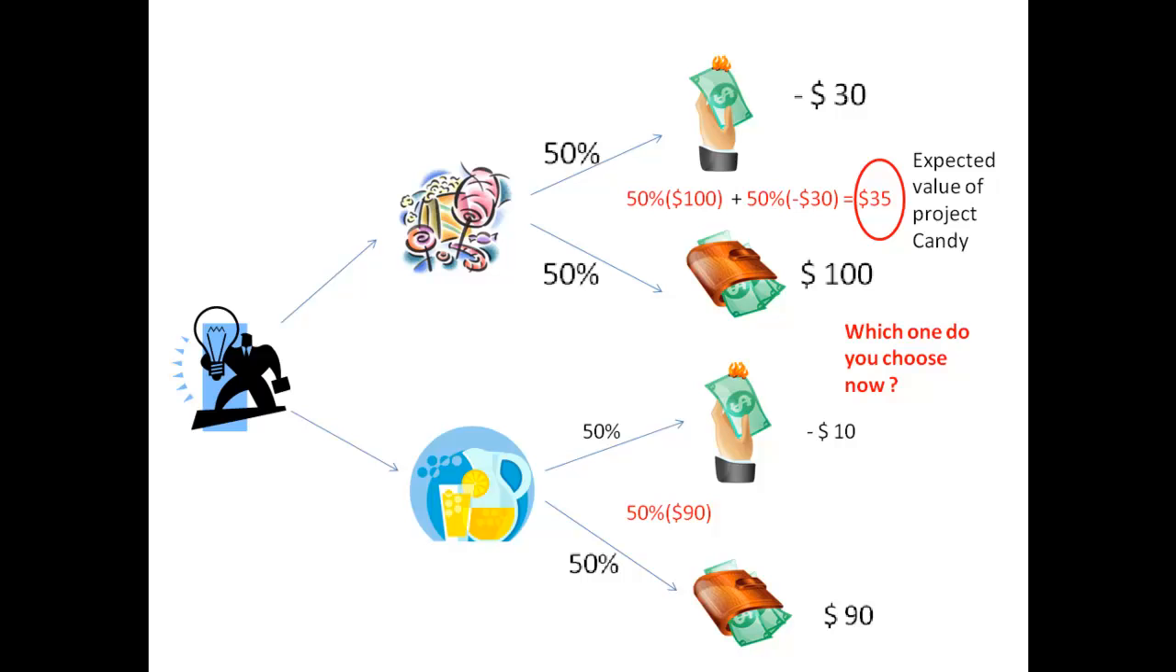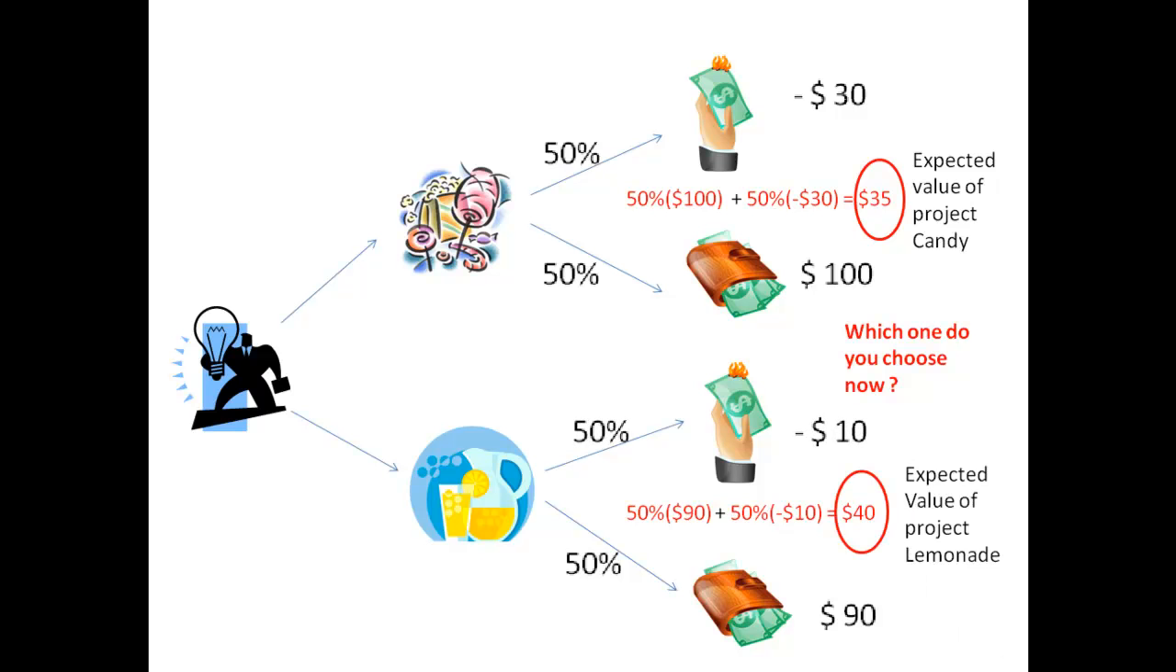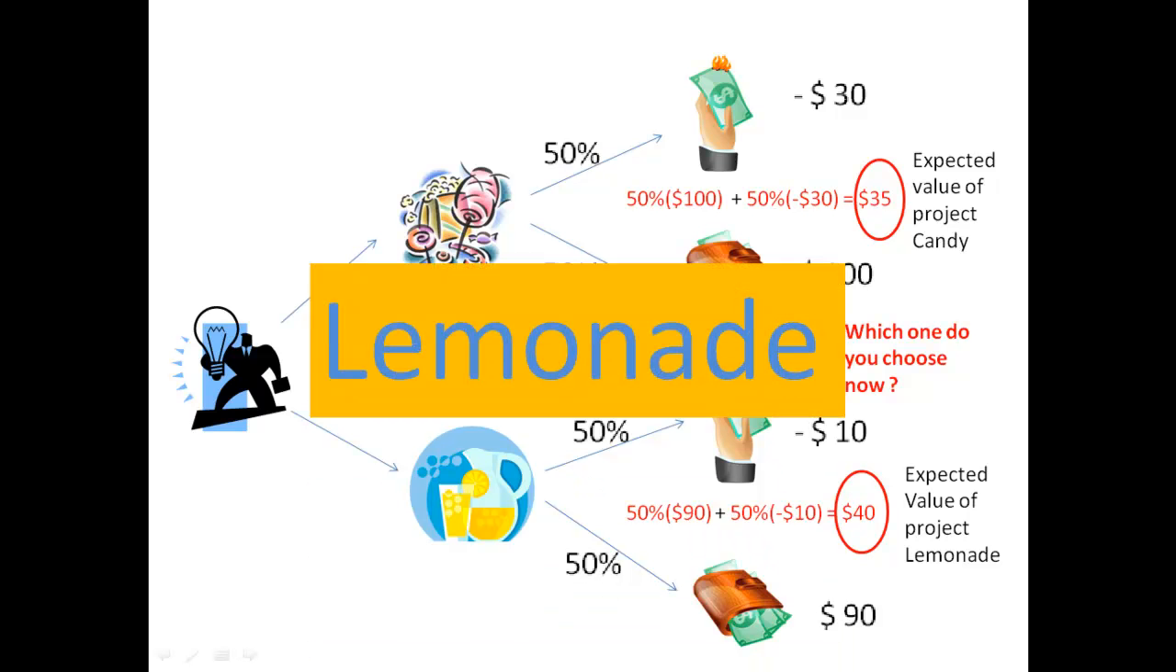50% chance of success times $90 plus 50% chance of failure times the loss or negative $10, and we will get an expected value of 40. Which one would you choose? You would choose the one with the higher expected value, in this case, the lemonade stand.